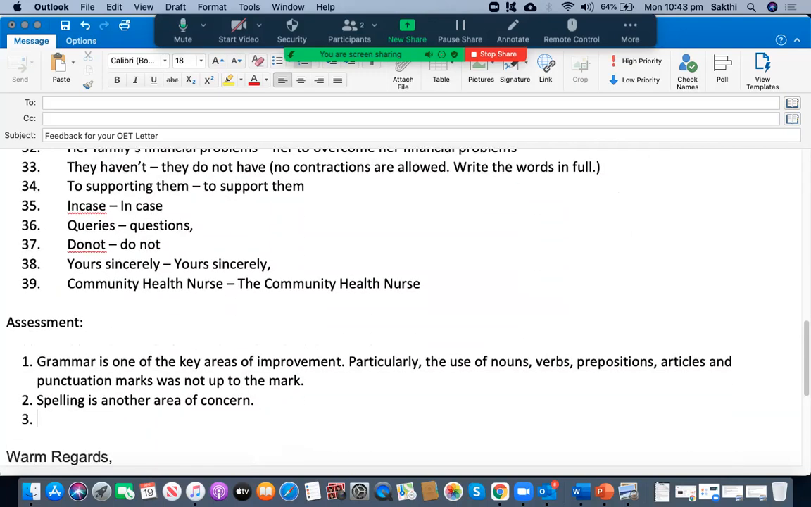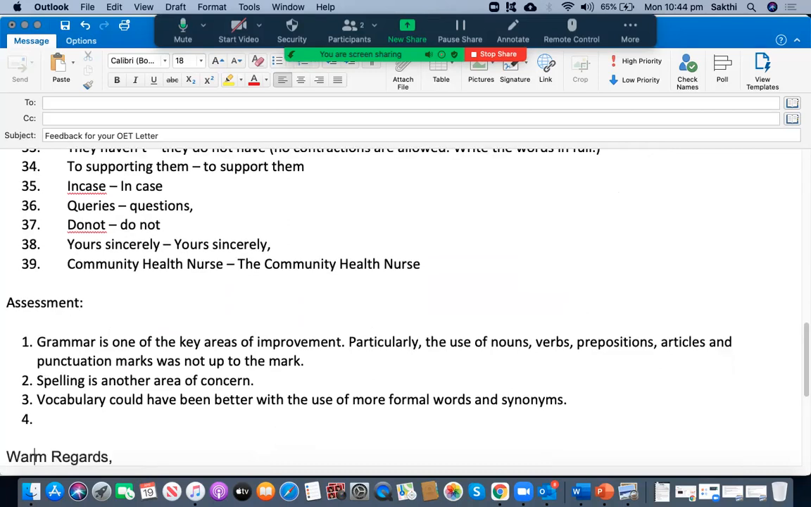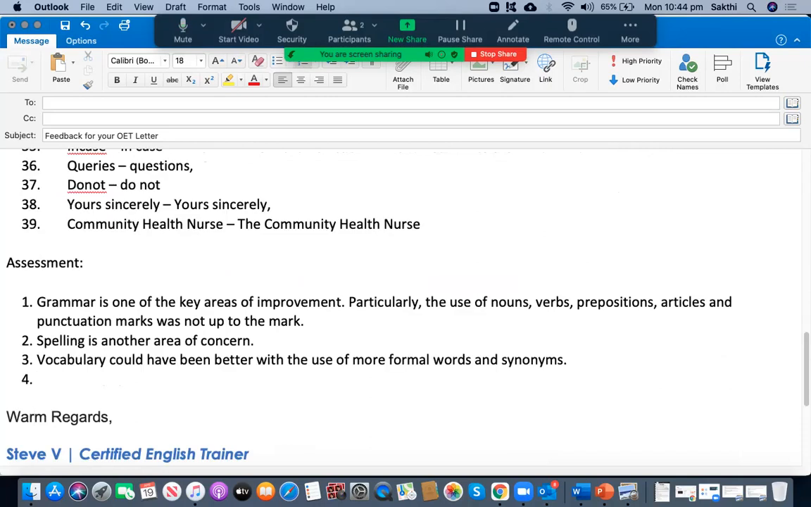Okay, let's go to the third one. Vocabulary could have been better with the use of more formal words. For example, instead of queries, you should have written questions. That's one example. So you should have used more formal words and synonyms, right? Instead of just copying from the case notes.